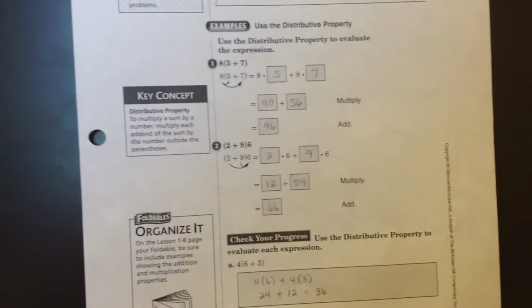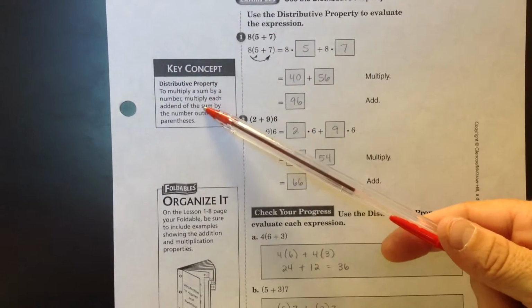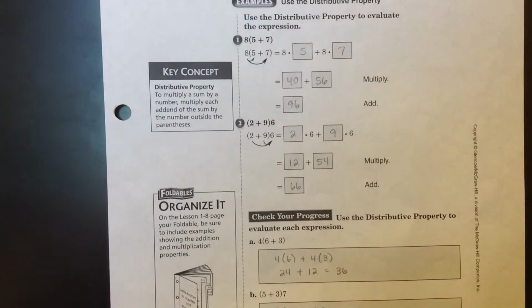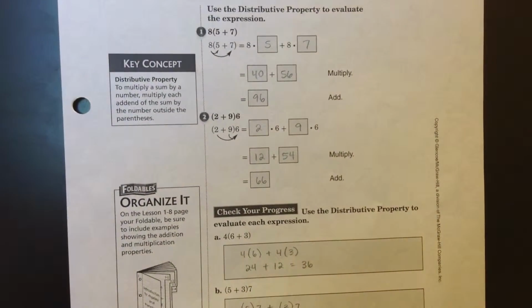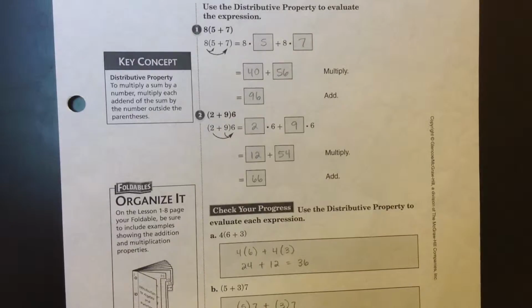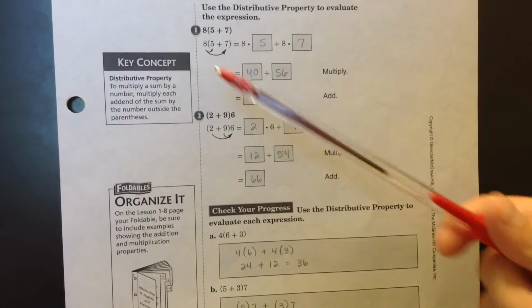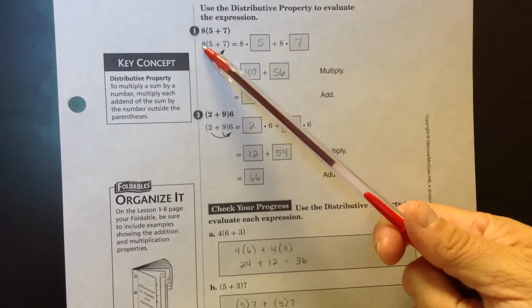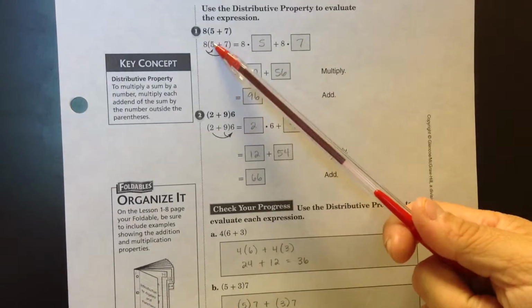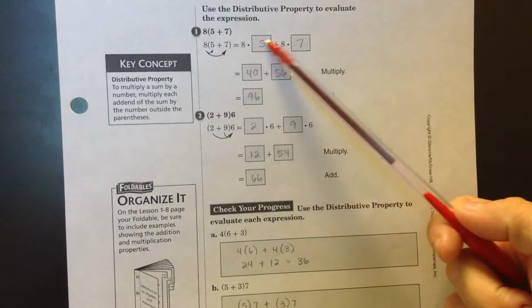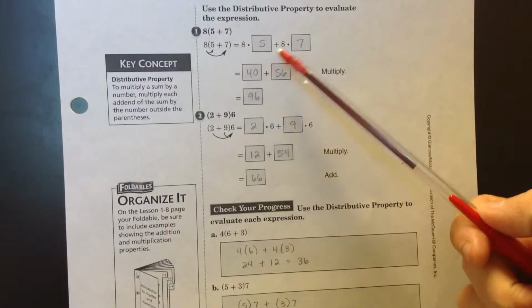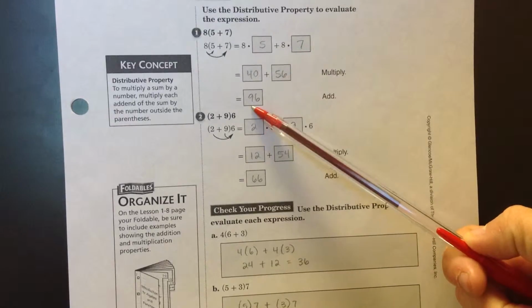Now we're going to do some examples. This is called distributive property. Distributive property is when you multiply a sum by a number, you multiply each addend of the sum by the number outside the parentheses. So you're kind of distributing the number on the outside of the parentheses. This first one, you're going 8 times 5 and 8 times 7. So that would be 40, that would be 56, and then you add them together.